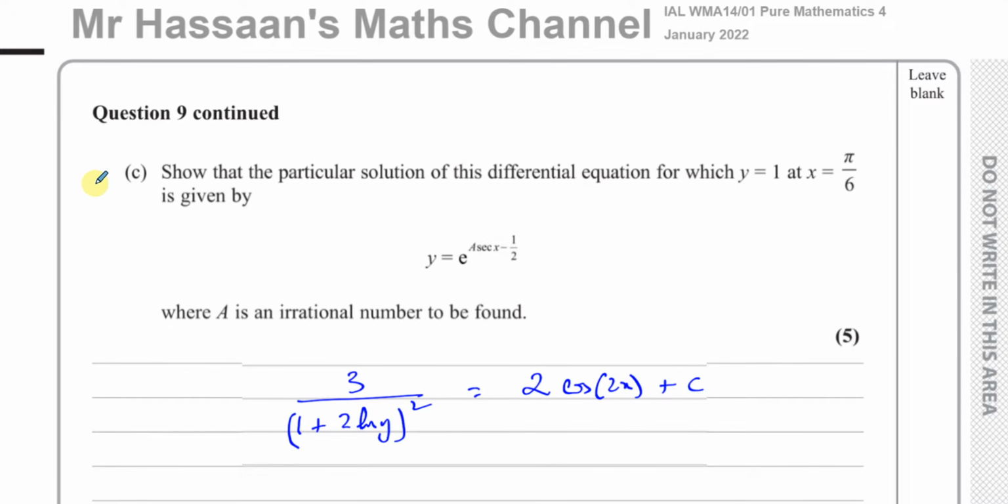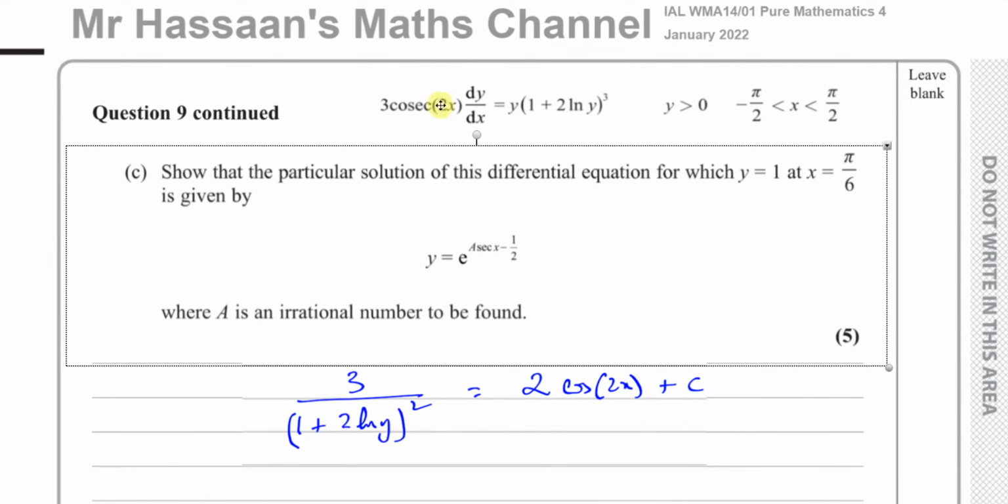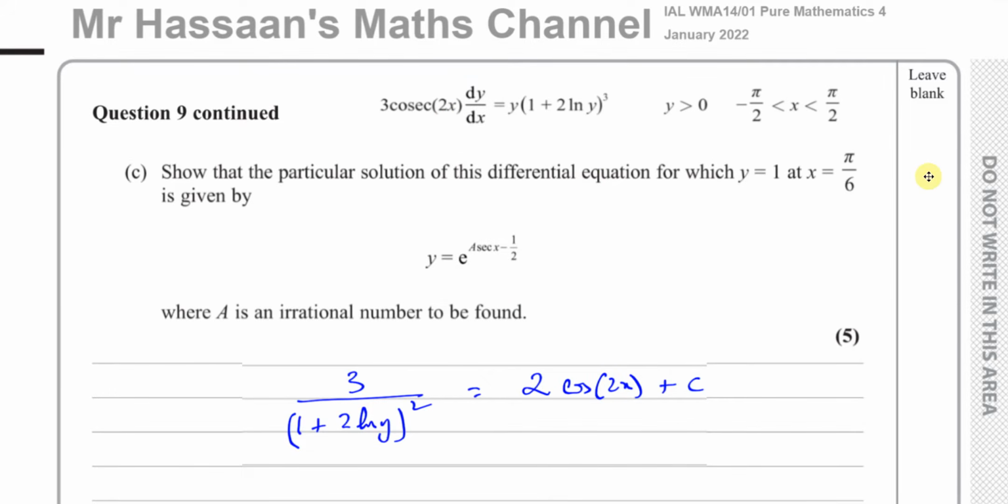Question A was setting up the differential equation. Question B was solving it and finding the general solution to the differential equation, which I've just put up here at the top. That was the differential equation that we solved to find the general solution, which was this. A general solution means getting rid of the dy dx. So we had to integrate both sides with respect to x, rearrange the variables, and then integrate with respect to whatever on each side, and we ended up with this answer.